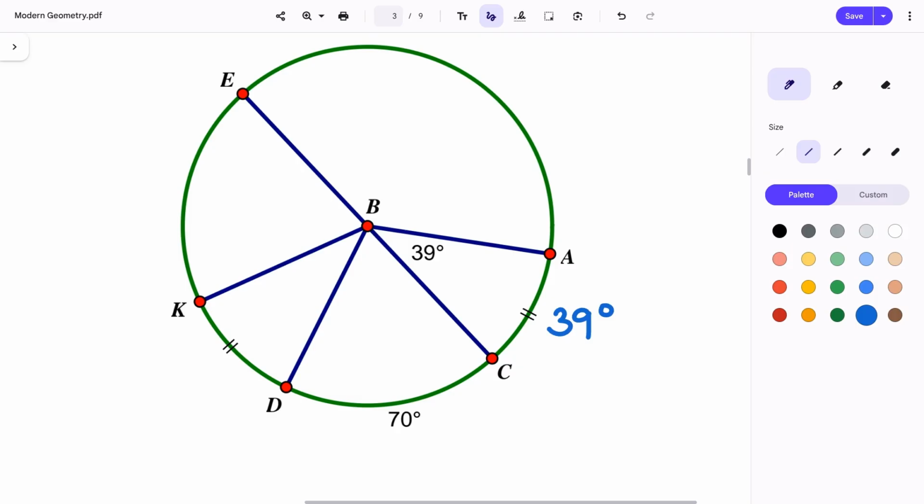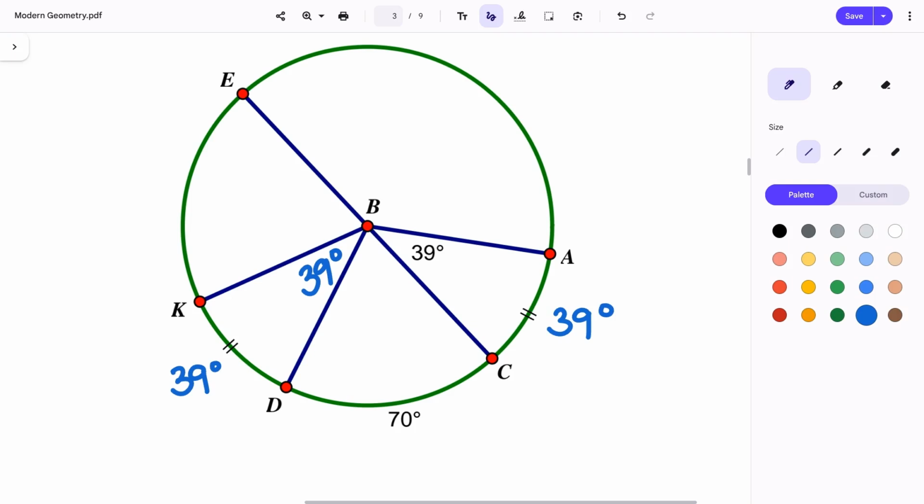What else do we know in our picture? K to D is also 39, and we know that because why? Yeah, those markings. So I'm going to mark the measurement of the arc, and I'm going to do the angle too. I like to have both because, as we saw over on the left, sometimes they want the arc, sometimes they want the angle. So it's nice to have it all filled in. What else do we know?